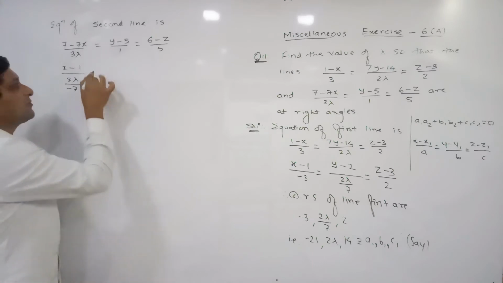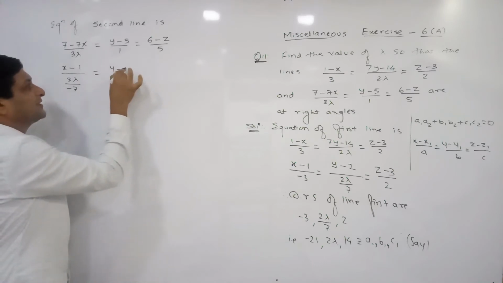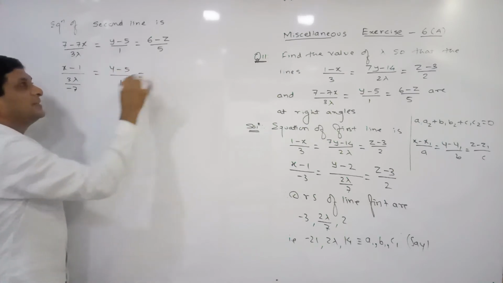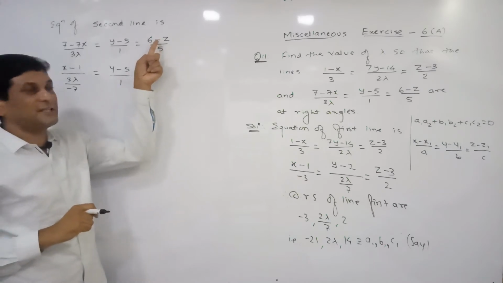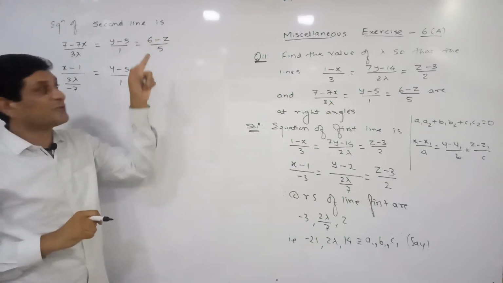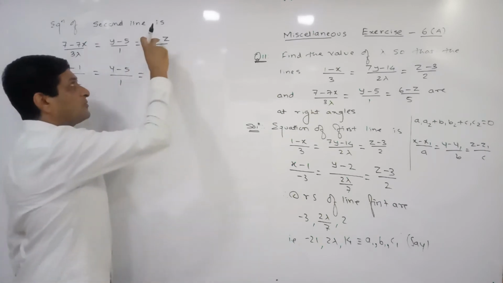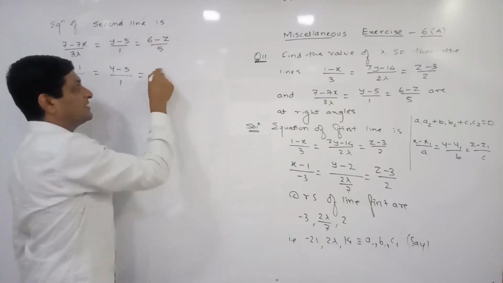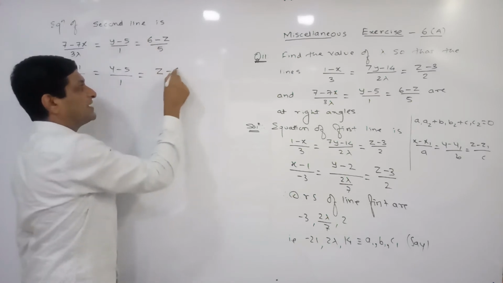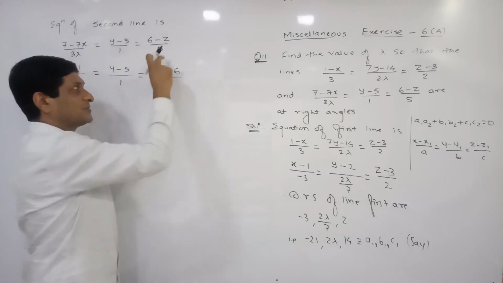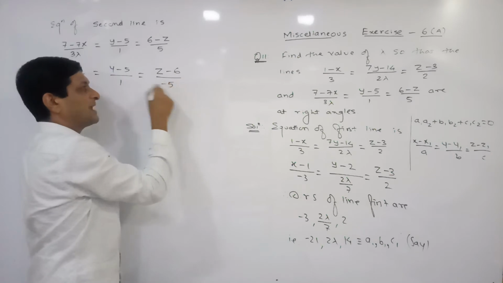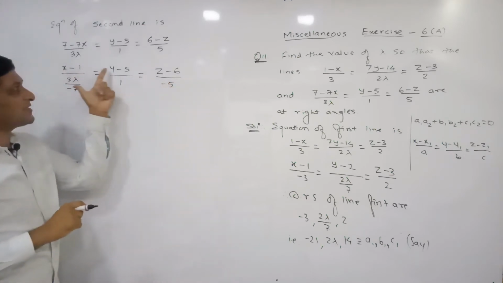Here the coefficient of y is 1, so it is not necessary to simplify it, keep it as it is. Here the coefficient of z is -1. To convert it into +1, we are multiplying the numerator and denominator by minus. Multiplying the numerator by minus, we get z. And here we will get -6. Simply multiply by minus, so multiply the denominator also by minus. Now the coefficients of x, y, z are 1.